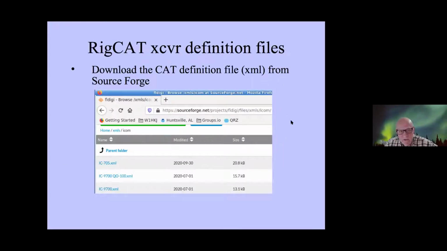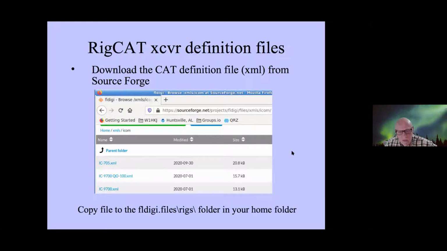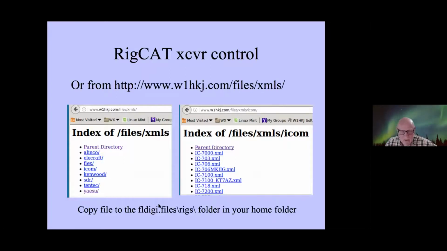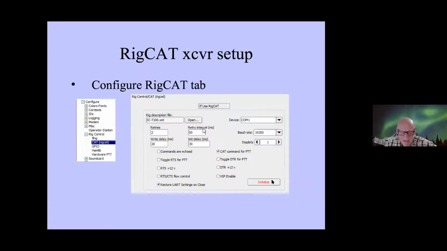So the RigCat definition files that you need are all located on SourceForge. By the way, you select the one you want, and copy that file to this folder, if this would be for a Windows system. They're also available on my website. Same thing, you want to copy the file of interest to the fldigi.files/rigs folder. It can be any place, it's just that's the most convenient because that's where Fldigi is going to look first for it.